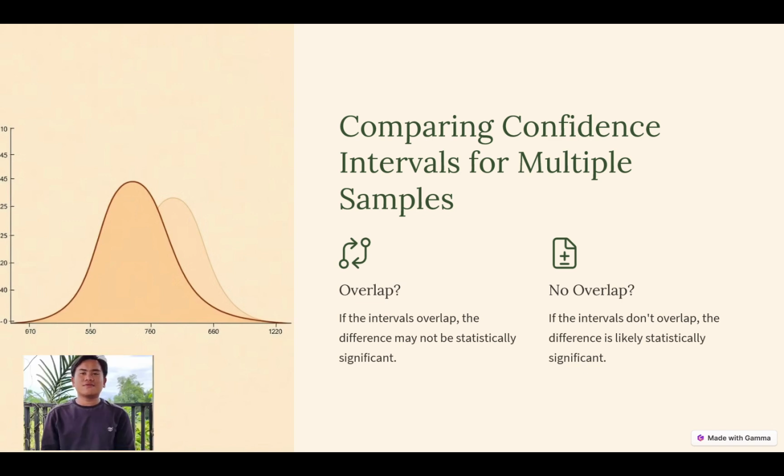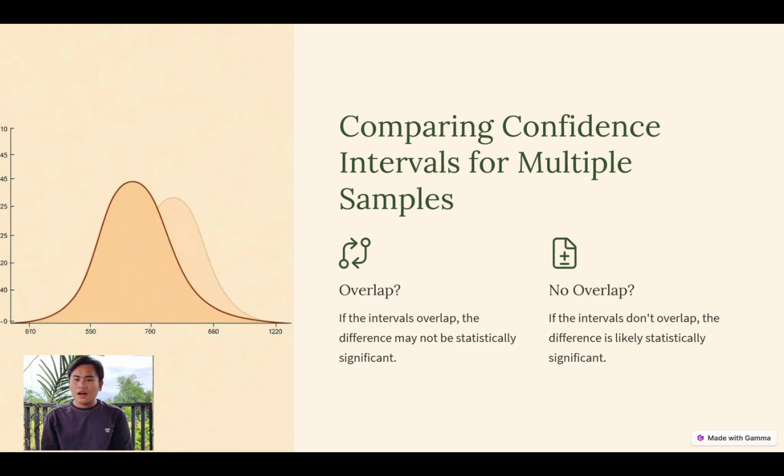Comparing confidence intervals for multiple samples. When analyzing data from multiple groups, confidence intervals help us compare them. If the intervals overlap, the difference may not be statistically significant. If the intervals don't overlap, it suggests a significant difference between the groups. Example, if we're comparing test scores from two schools, overlapping intervals might indicate similar performance, while non-overlapping intervals suggest one school outperforms the other.